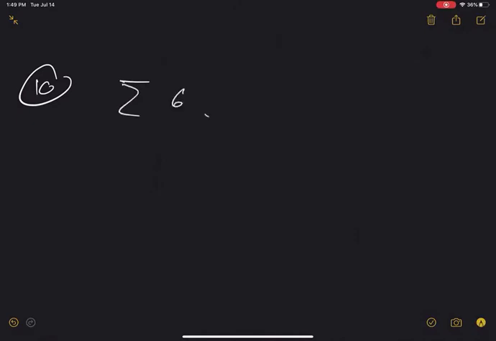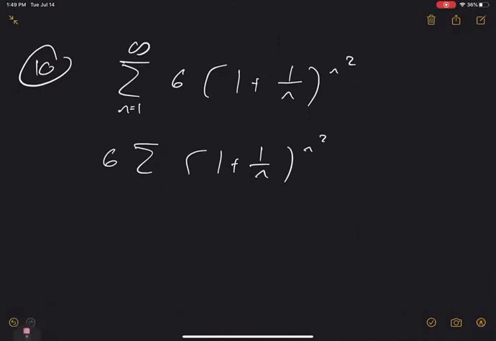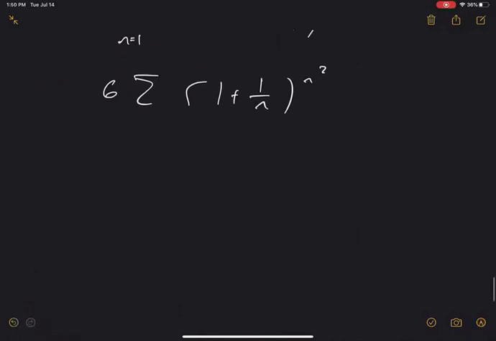In my problem, I have 6 times (1 over 1 plus n) to the power n squared. Let's make this a bit easier for us. I've got a constant, so I can bring the constant outside the series, no problem. Now I want to figure out if this series is absolutely convergent, conditionally convergent, what's going on? What's the deal with n squared? If it was n, I could use the root test, but I have n squared.